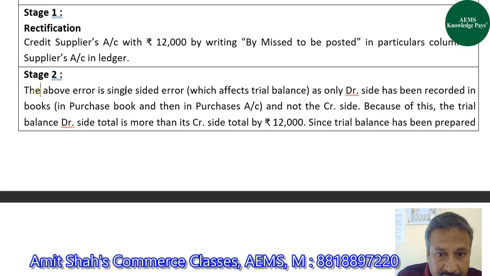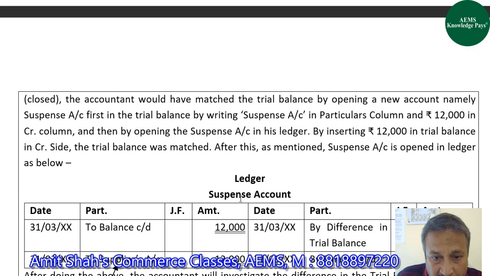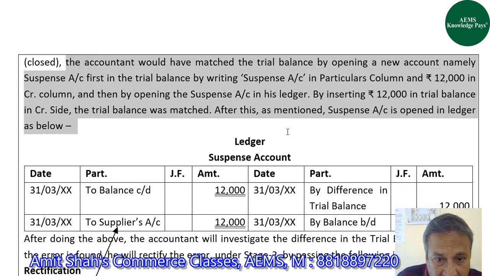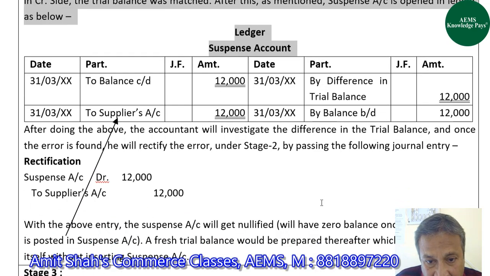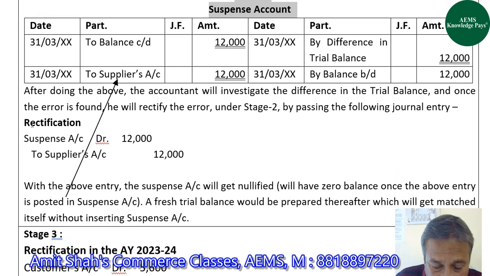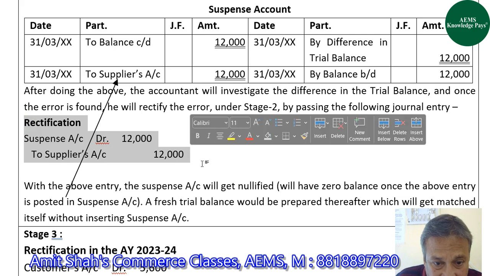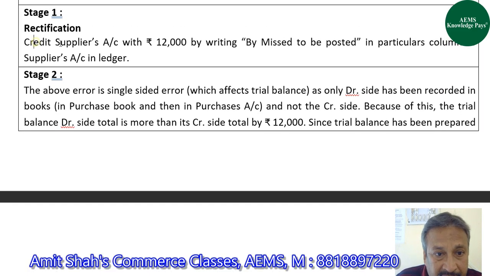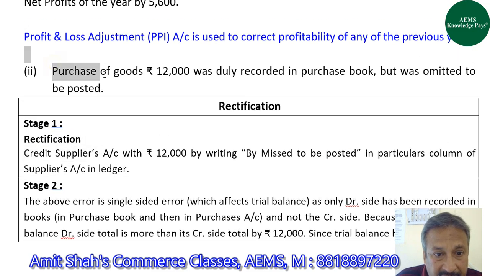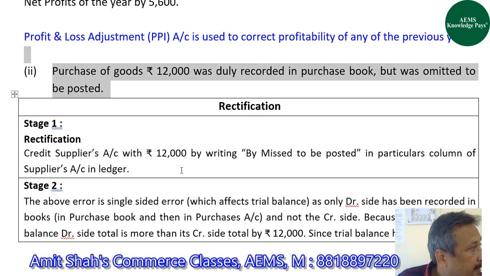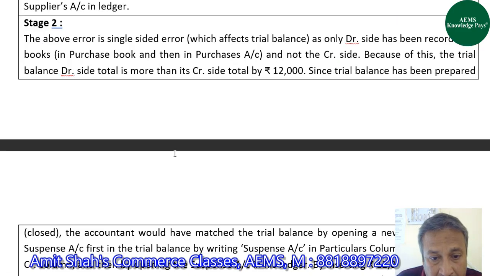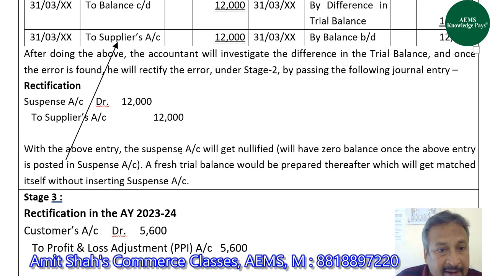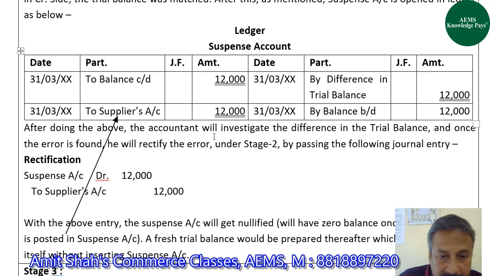So guys, in stage 2, all this I have explained to make you understand how suspense account is opened and how suspense account gets balanced. The rectification of that error actually is this. This is what exactly you have to write in the exam whenever you are asked such errors under stage 2. Am I clear guys or not? Good. So note down this guys from here everyone.